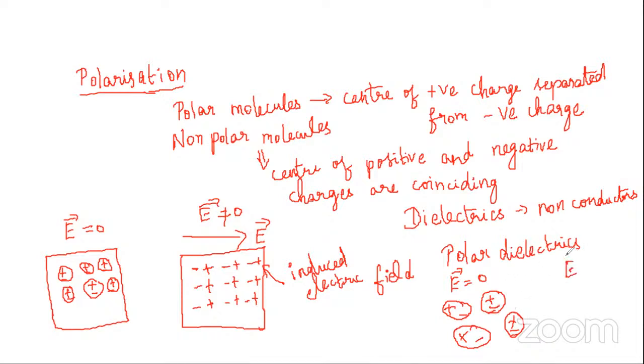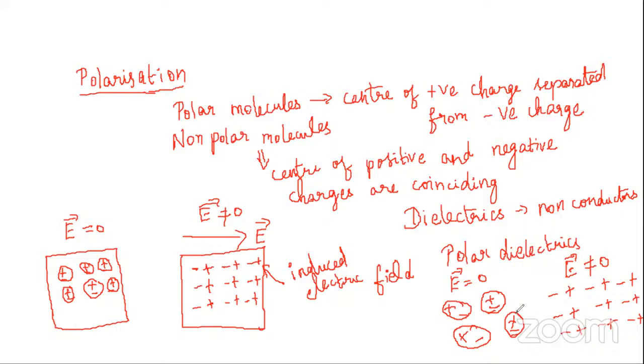But in the presence of an external electric field, that means when the external electric field is non-zero, the dipoles tend to orient like this, such that there will be an induced electric field, and that electric field opposes the external electric field. This is the same as a non-polar dielectric, but the alignment of dipoles is the main difference between non-polar and polar dielectrics. This is how you need to understand polar and non-polar dielectrics and the concept of polarization.